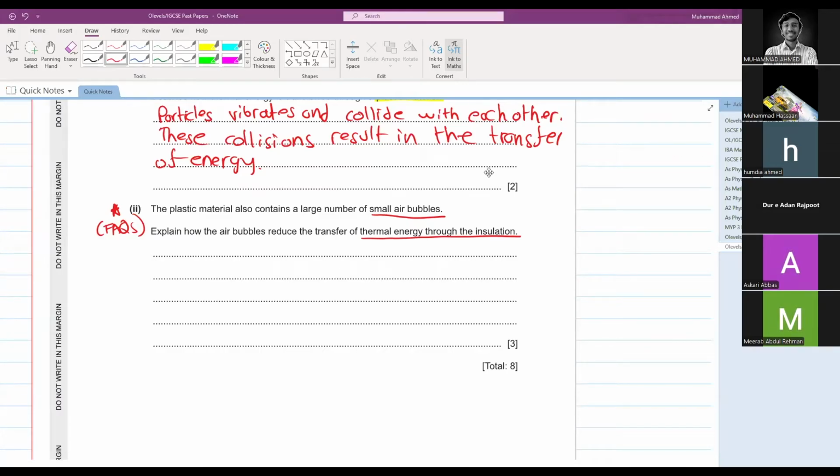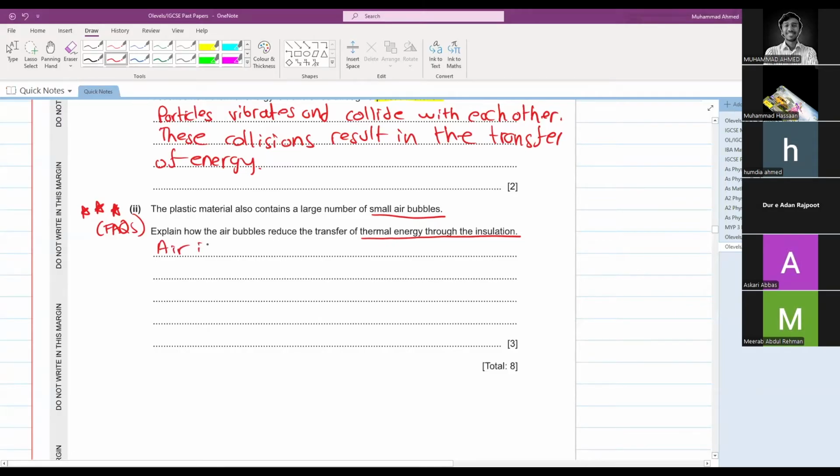सर एफ ए क्यू मीन्स फ्रीक्वेंटली आस्क क्वेश्चन बेटा. ये वेरिएंट्स के अक्रॉस रिपीट होता रहता है ये सवाल. सो हाउ डू एयर बबल्स रिड्यूस द ट्रांसफर ऑफ थर्मल एनर्जी? बेटा कैन यू गेस दैट एयर इज अ गुड इंसुलेटर? एयर इज अ गुड इंसुलेटर या एयर इज अ बैड कंडक्टर? यू कैन से दैट. You can start your answer like this.